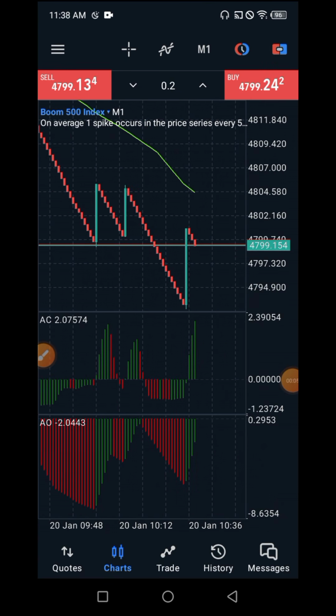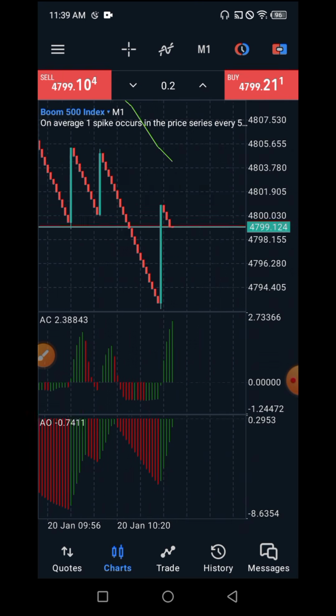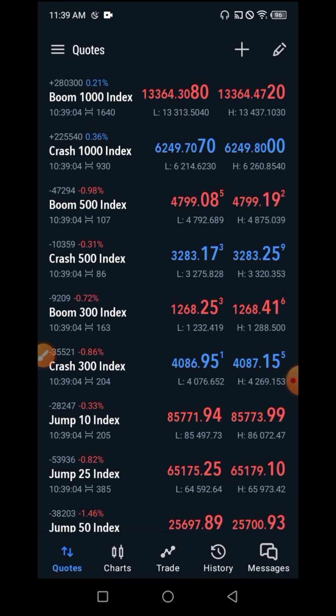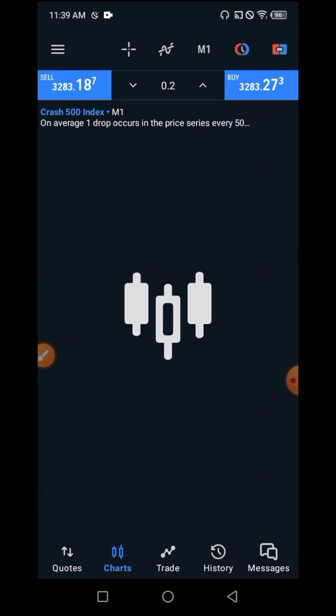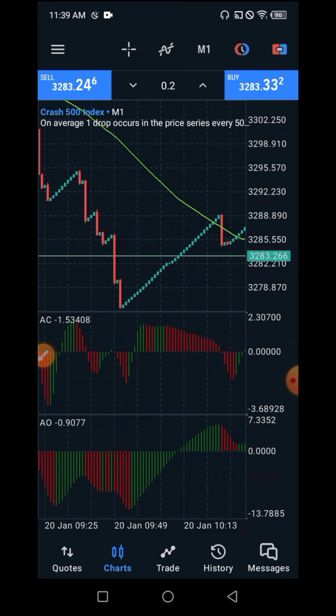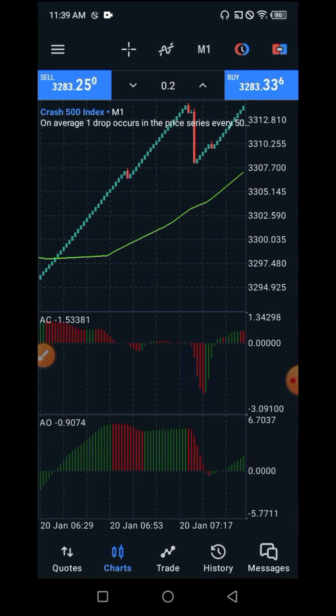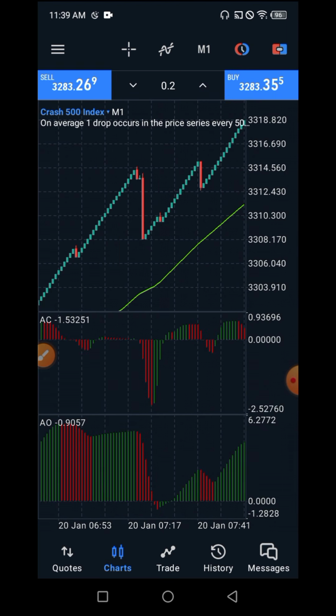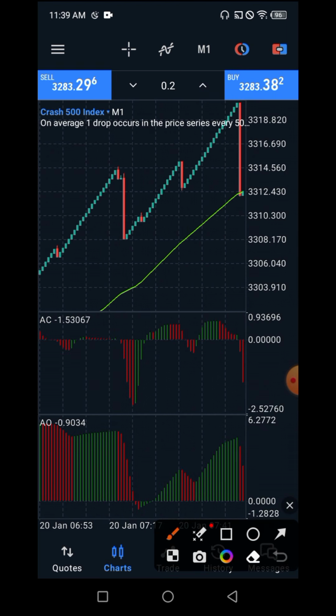So, guys, let's wait. But meanwhile, let's go and check Crash 500. Crash 500 is selling, guys. You can see it here. It turns green here, and it went above, also green. You enter, you pick your 5 candlestick, you leave the market, guys. It's as simple as that.